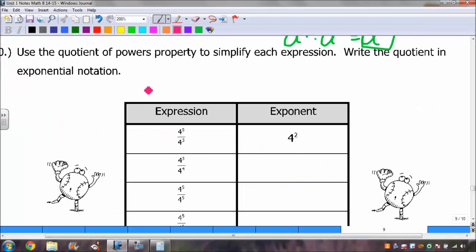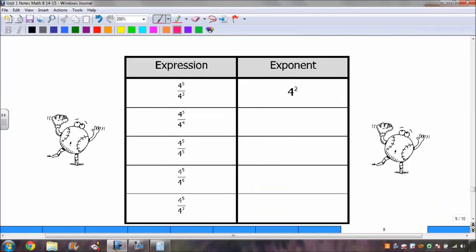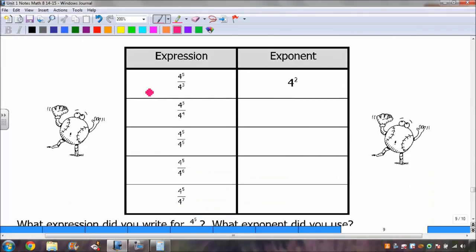All right, ladies and gentlemen, question number 10. Use the quotient of powers property to simplify each expression. Write the quotient in exponential notation. What we're going to do with this example right here is the most complicated topic of the entire unit. So please make sure you are really totally with me in understanding what it is that I'm talking about, okay? So again, 4 to the 5th power divided by 4 to the 3rd power, all you have to do when you're dividing is subtract your exponent.